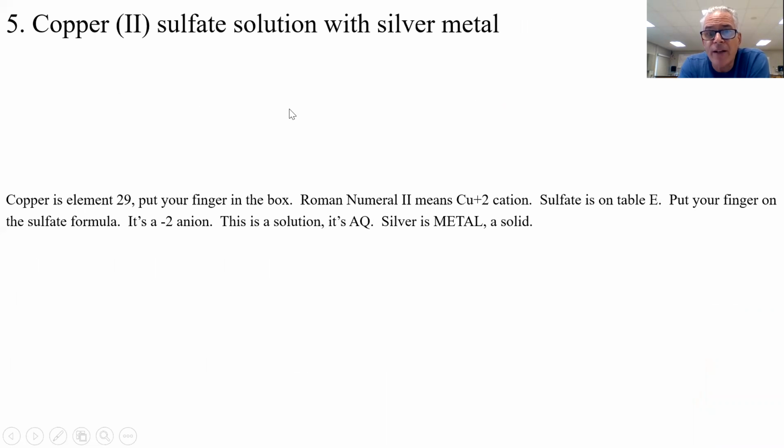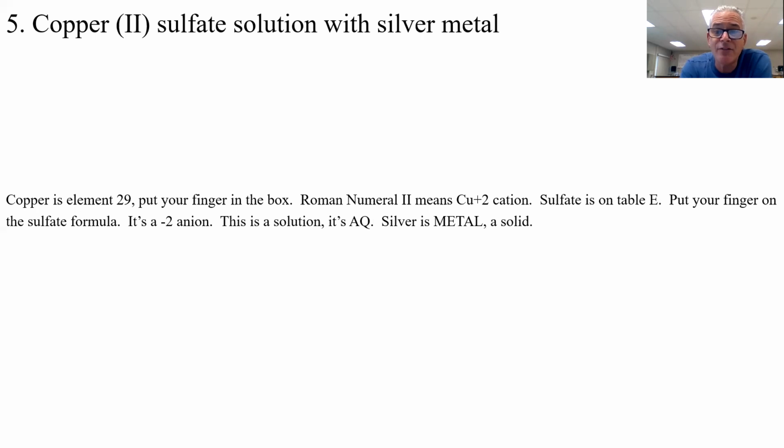Copper Roman numeral 2 sulfate solution with silver metal. This is number 5. Copper Roman numeral 2. Put your finger in box 29 on the periodic table. Copper makes either +1 or +2 cations. Here it's the +2. So if we have a +2 cation, now we got to figure out what sulfate is. That's on table E. Sulfate is a polyatomic anion, SO4, with a -2 charge.